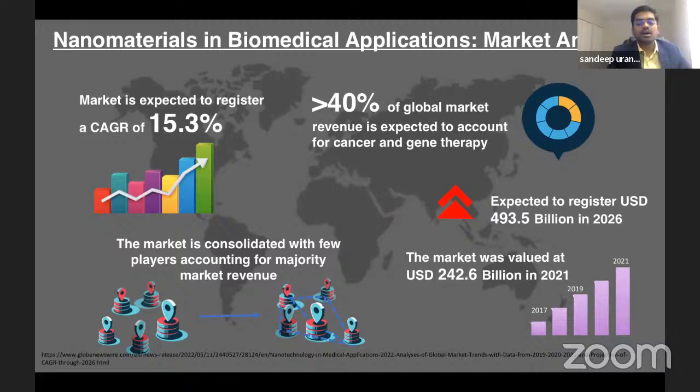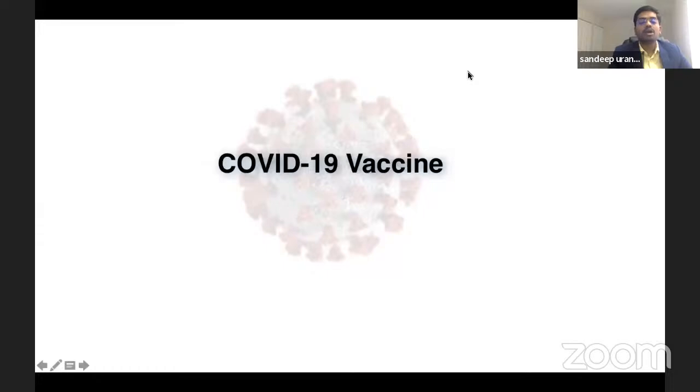Then coming on to my industrial examples, the very first example that struck my mind while preparing this presentation for the self-assembled nanoparticle system is the COVID vaccine developed by the Pfizer and BioNTech company.